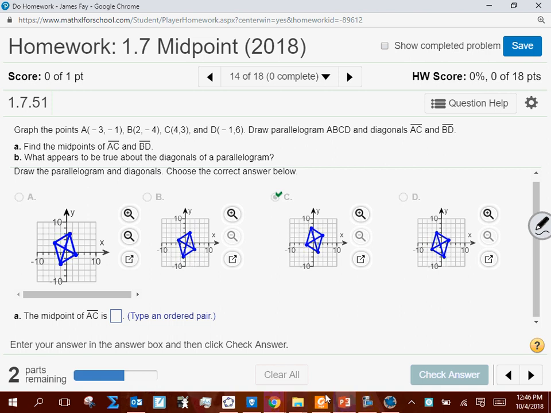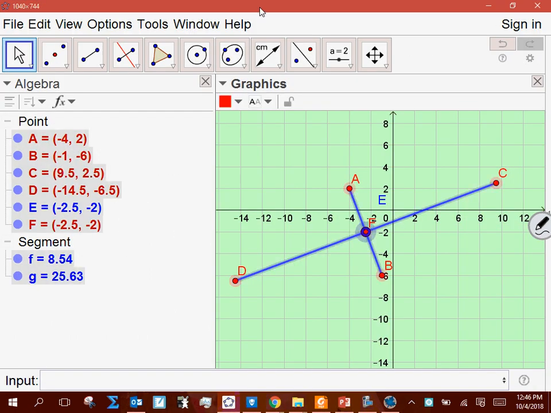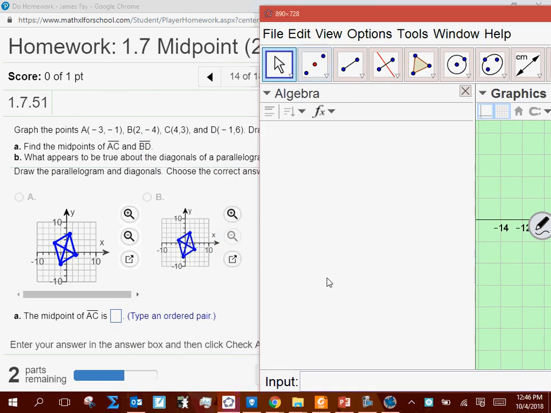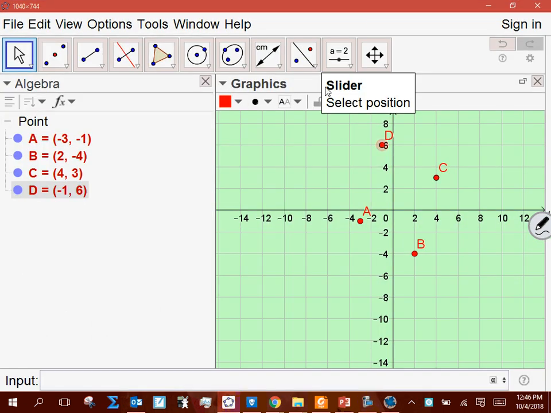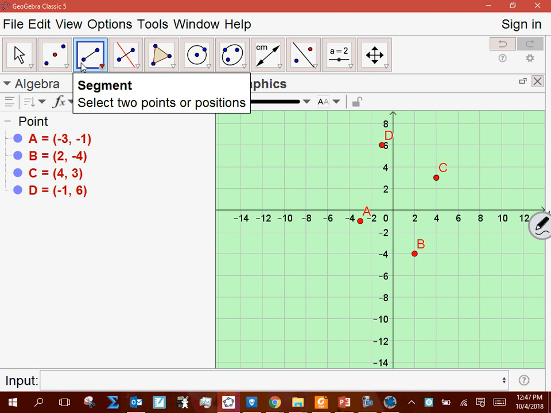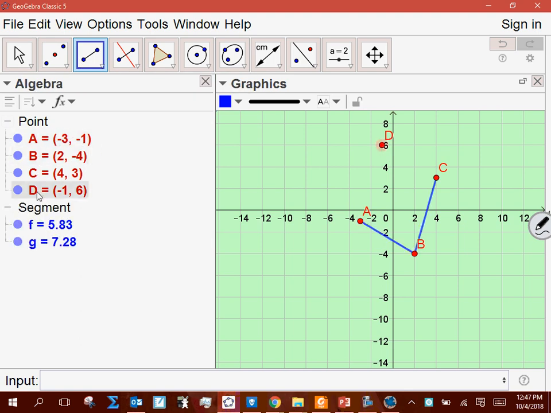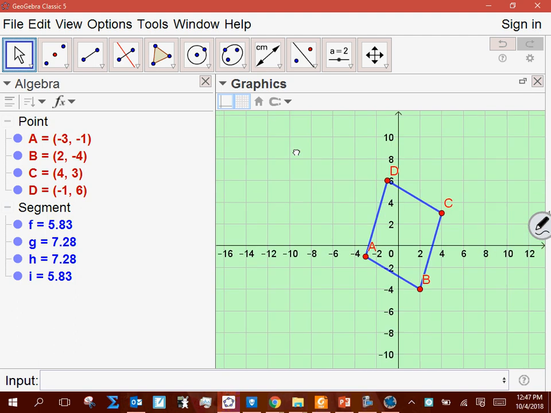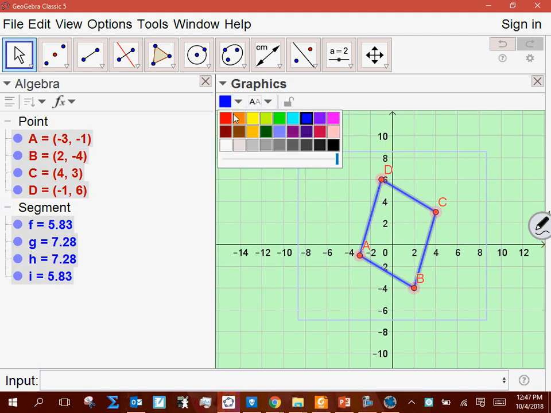Okay, so I'm actually going to go into, just so we can talk about it a little bit better, go into GeoGebra and plot these points real quick for us. So we got -3, -1, 2, -4, 4, 3, -1, 6. Okay? So it says we got a parallelogram. Alright, so I'm going to connect those AB, BC, CD, and AD. There we go. So get that shape. You say it is a parallelogram.